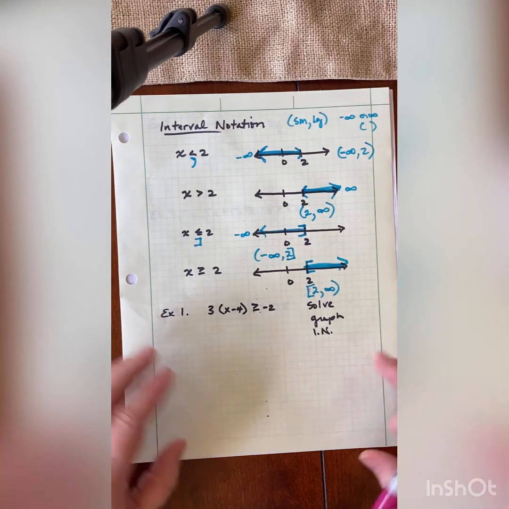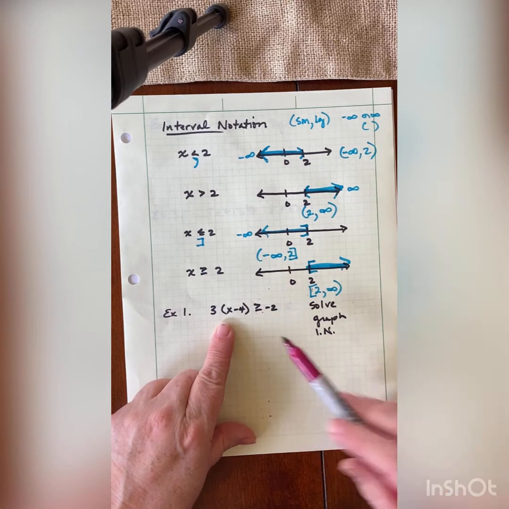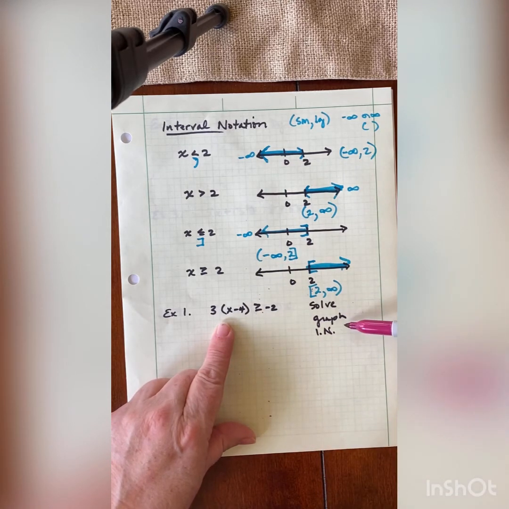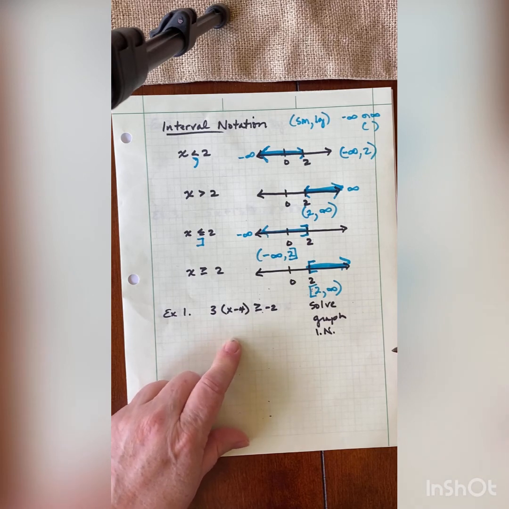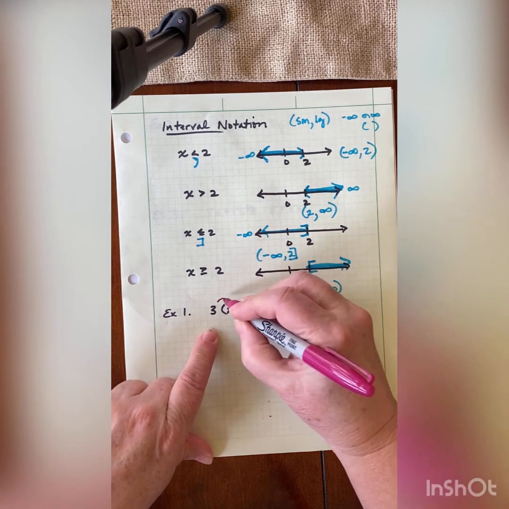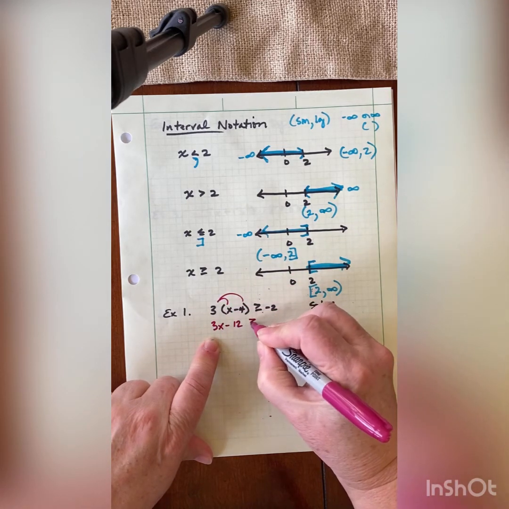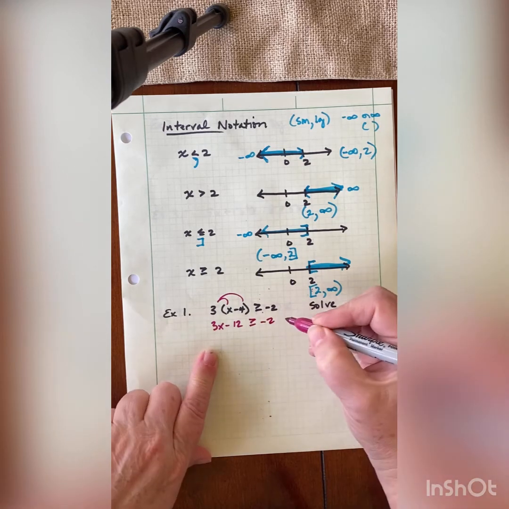Okay, so let's do this now. So we got this problem right here. I want to solve it, I want to graph it, and I want to write my answer in interval notation. Okay, so the first thing I need to do is distribute here. I'll have 3x minus 12 is greater than or equal to negative 2.